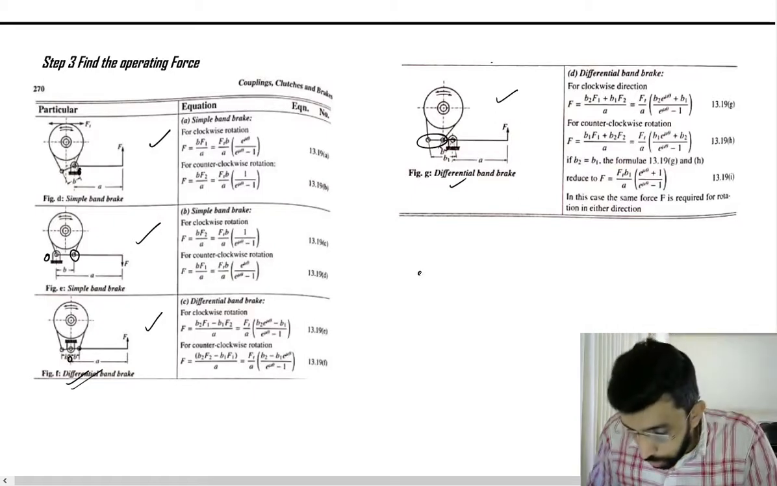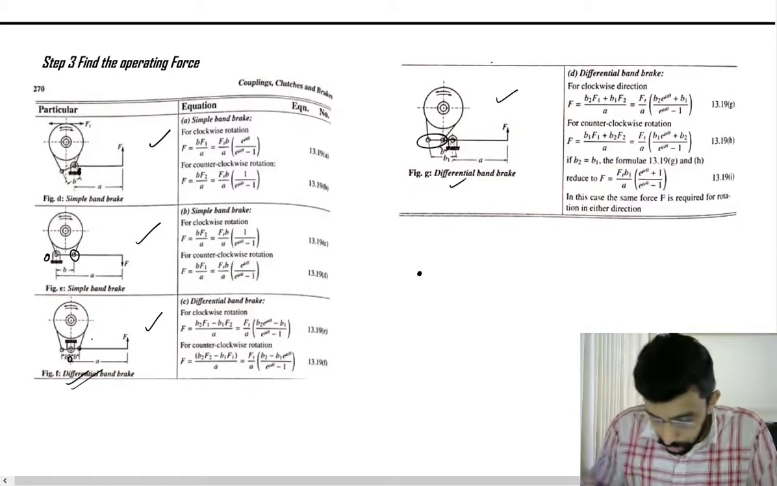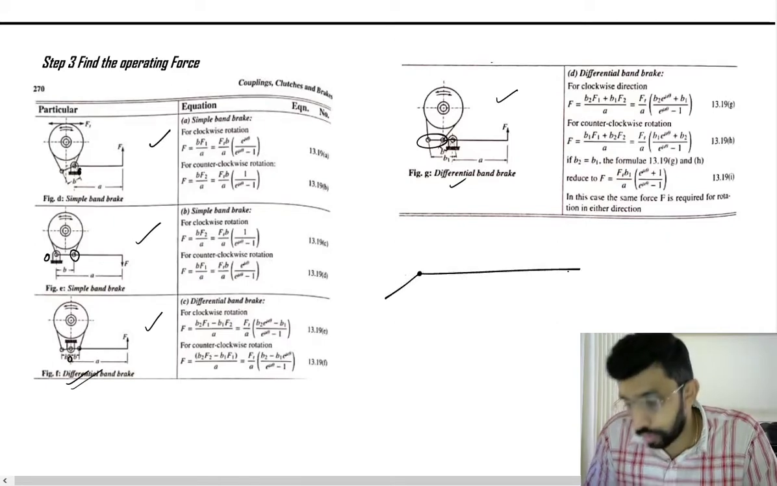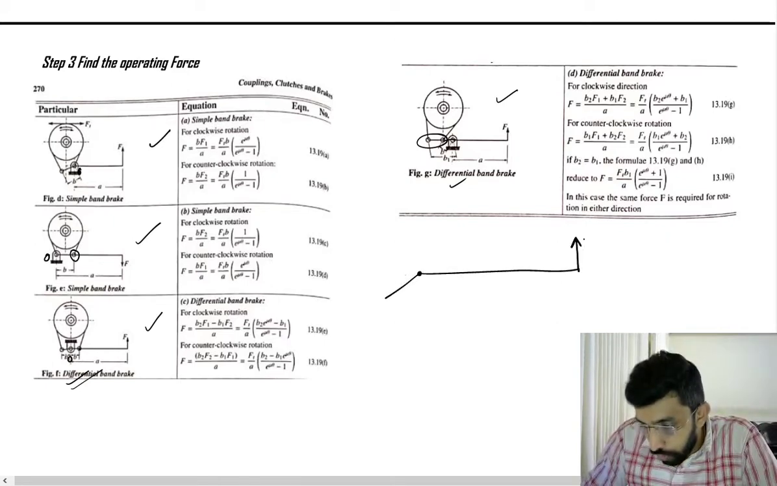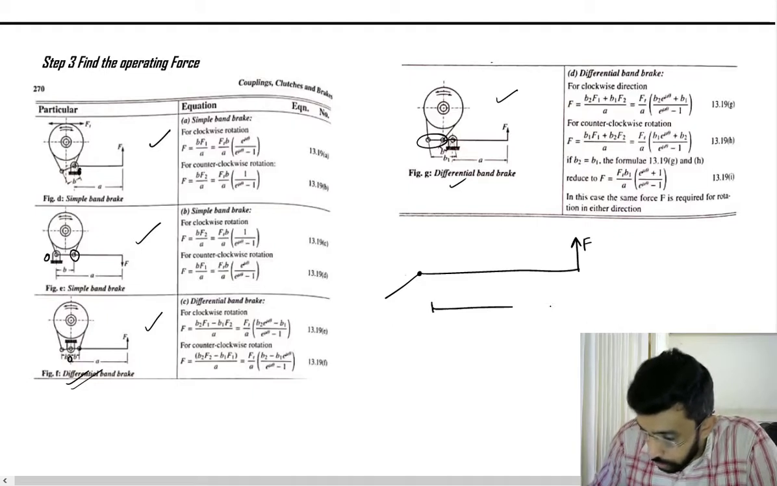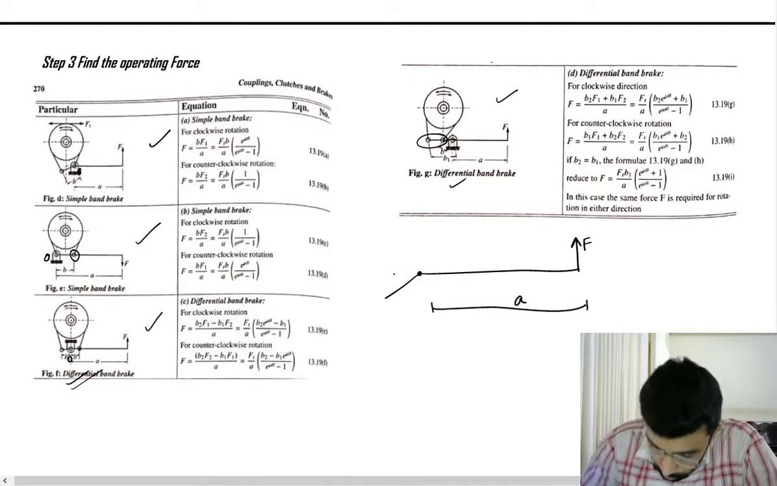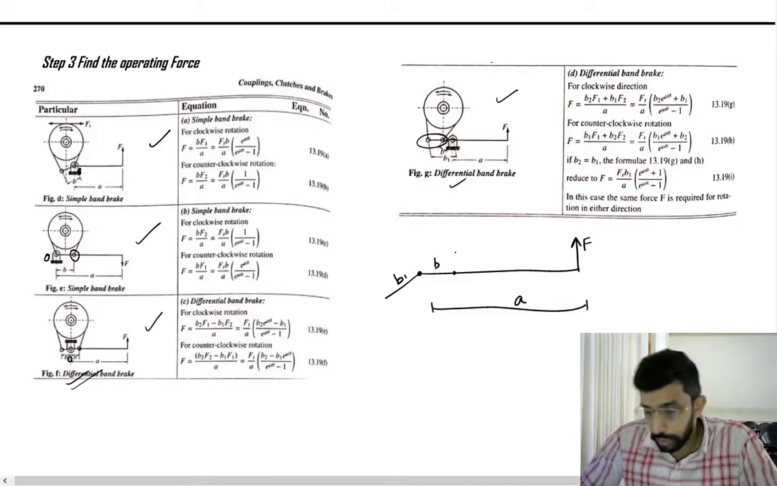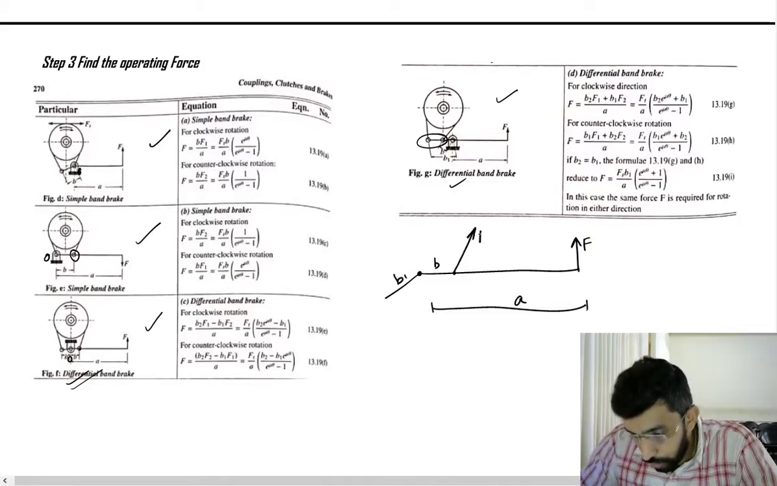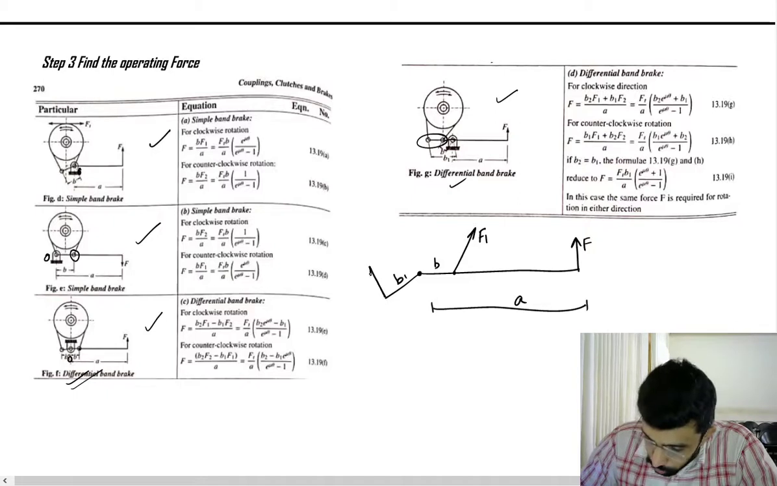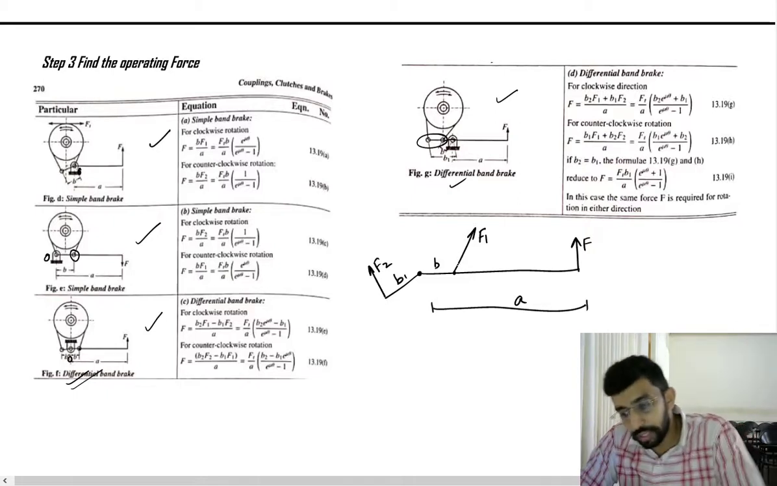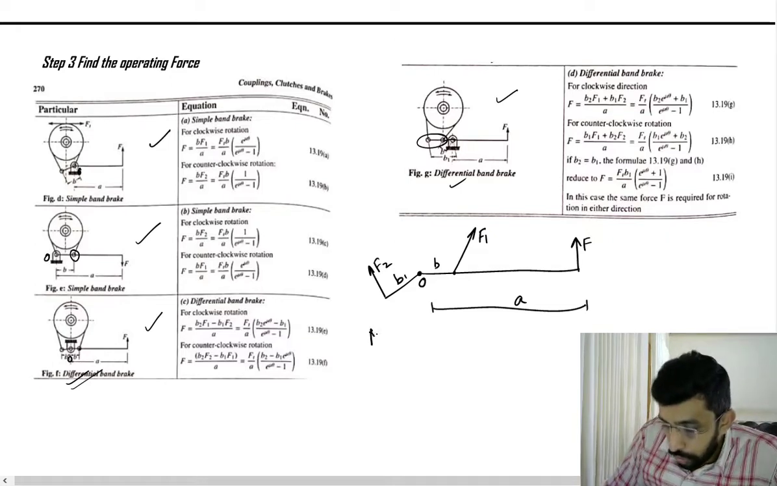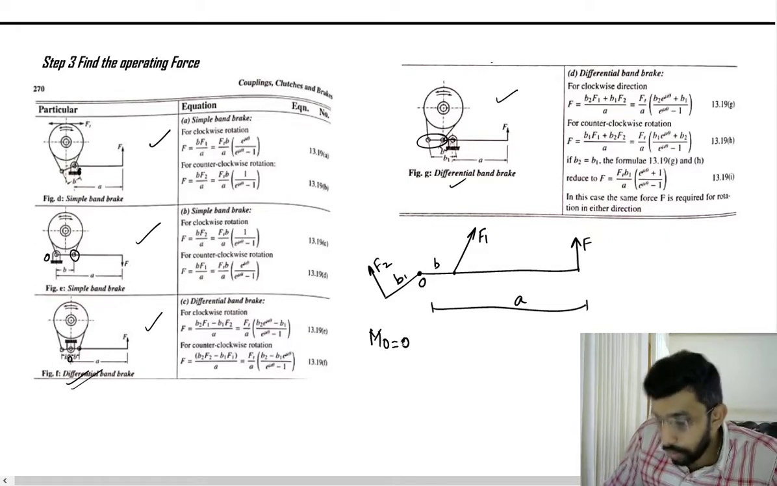So you have calculated F1 and F2. Let's say this is the differential band brake. Say this is the condition you have, and this is the direction of F. Say this length is A, this length is B1, and this length is B. Say I am taking this as F1 and this as F2. Even if there is an inclination, don't worry about anything. The way in which I am going to take the moment about O is something like this. Moment about O is equal to 0.